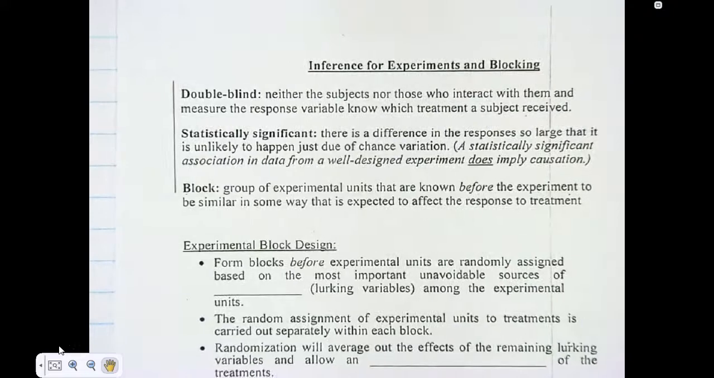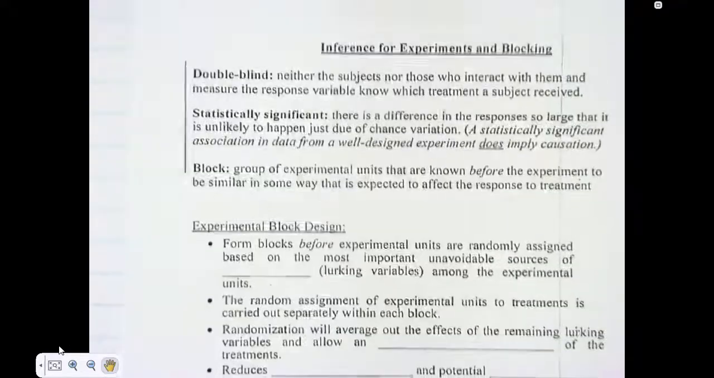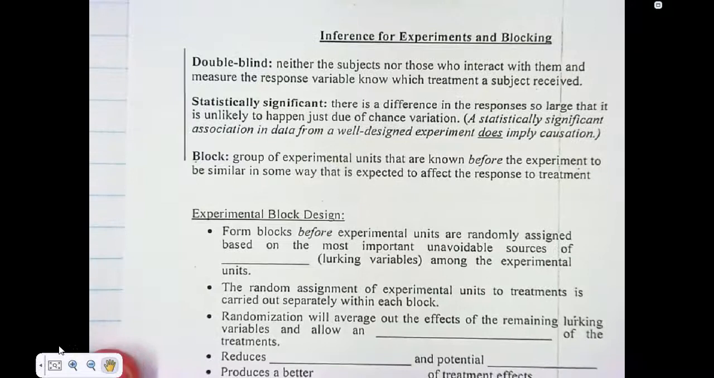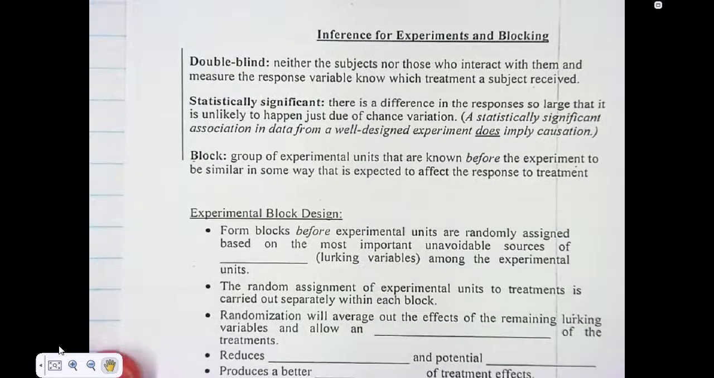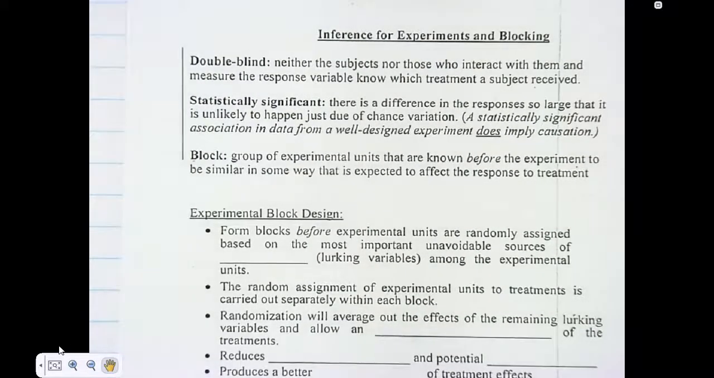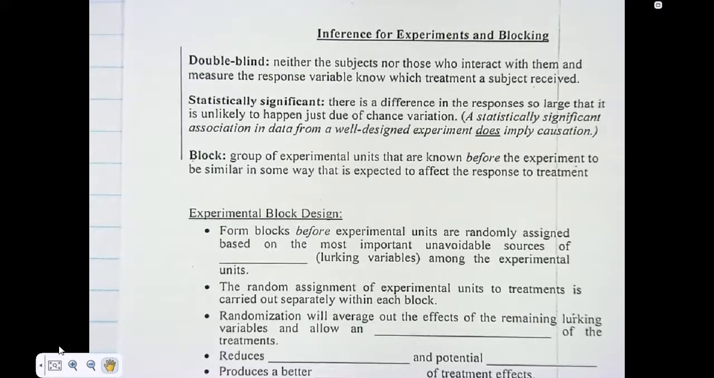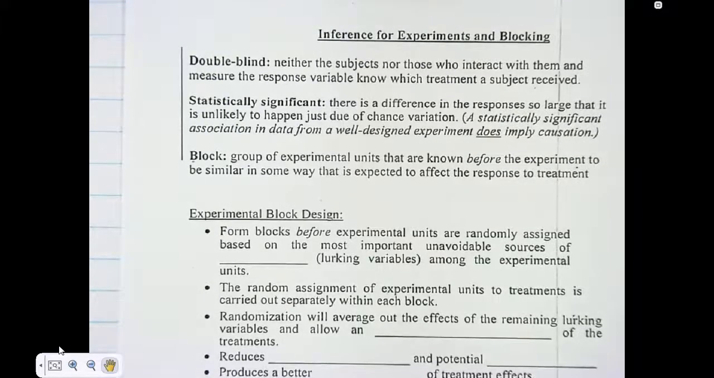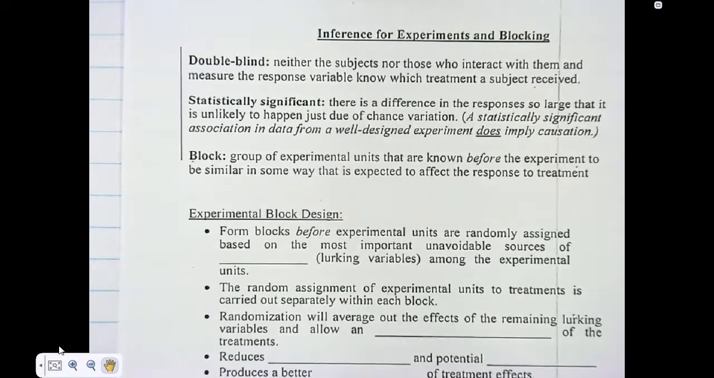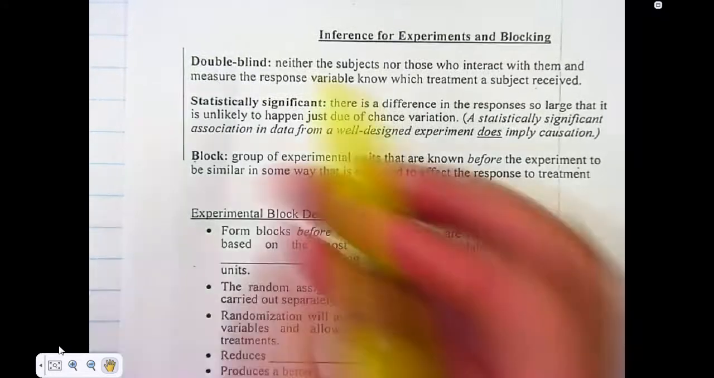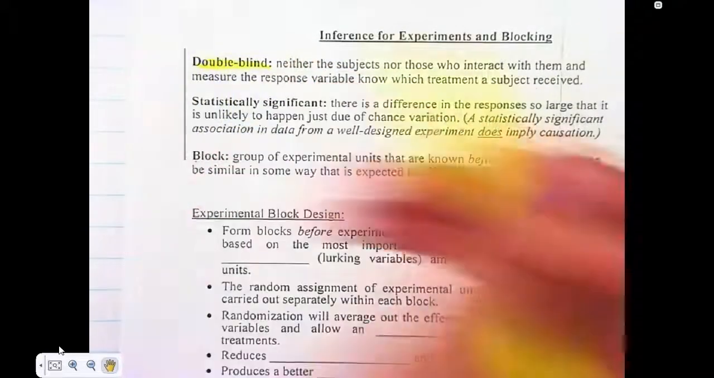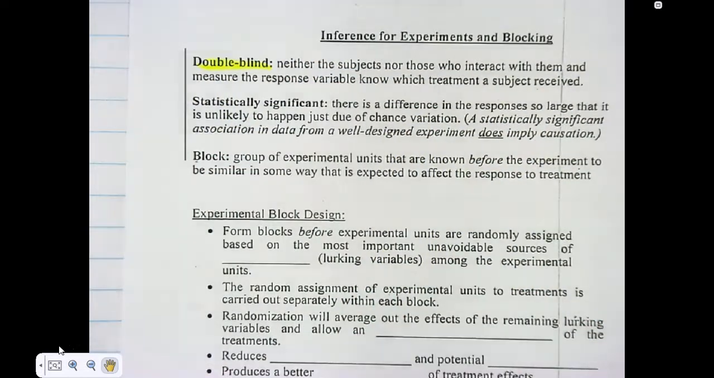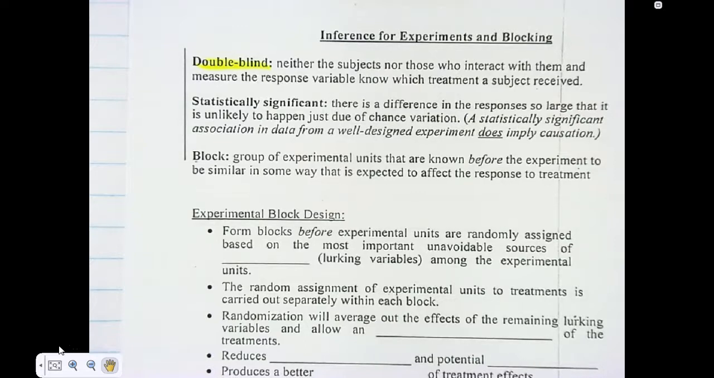So first of all, some more details of experiments come in, and there's some words that you may or may not be familiar with. First of all, we have double blind. Okay, if you don't know what blind is, that's when one group doesn't know what's going on. For instance, the subjects don't know whether or not they received a placebo. When an experiment is double blind, that means neither the subjects know nor the person who is measuring the response variable knows. Okay, so that's a double-blind experiment.